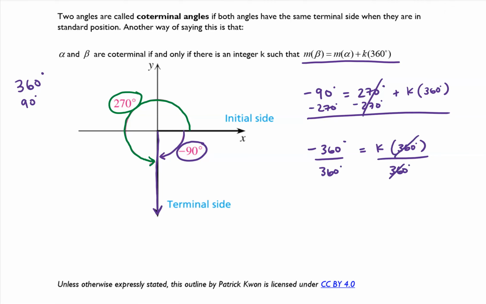these will divide out and I get k is equal to, hopefully you are able to identify that k is equal to negative 1, and negative 1 is an integer. So the fact that we were able to find an integer k such that this equation is true shows that negative 90 and 270 degrees are in fact coterminal angles.